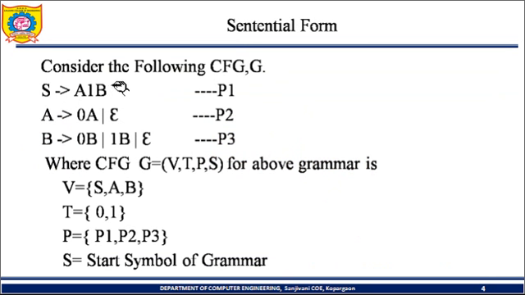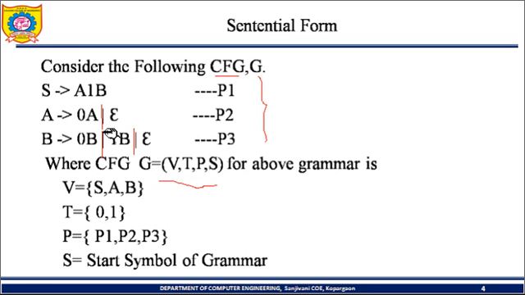Here consider the following CFG, that is, context-free grammar G, which has three productions P1, P2, P3, where S tends to A1B, A tends to 0A or A tends to epsilon, B tends to 0B or 1B or epsilon. So these three productions are given. We know that CFG G is defined by using the four-tuple V, T, P, S. So with the help of the above grammar, we can write down all these four tuples.